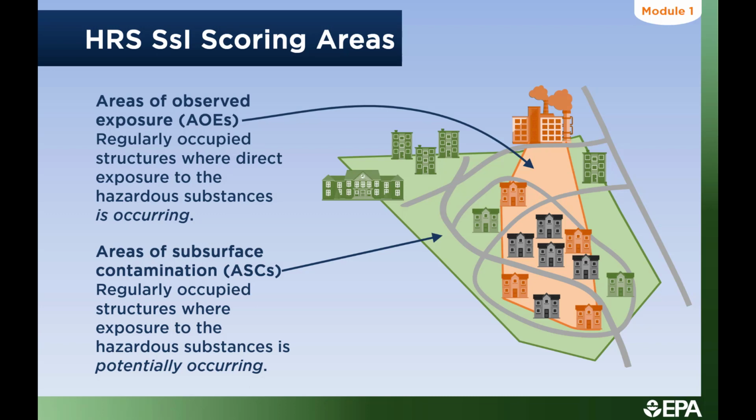AOEs and ASCs are similar to areas of observed contamination delineated in the soil exposure component. The figure here shows 2 distinct areas, one AOE, the area shown in orange, and one ASC, the area shown in green. We'll provide details on how these areas are established in Module 2. Okay, now let's turn our attention to each factor category and how they fit into an overall scoring of the SSI component.